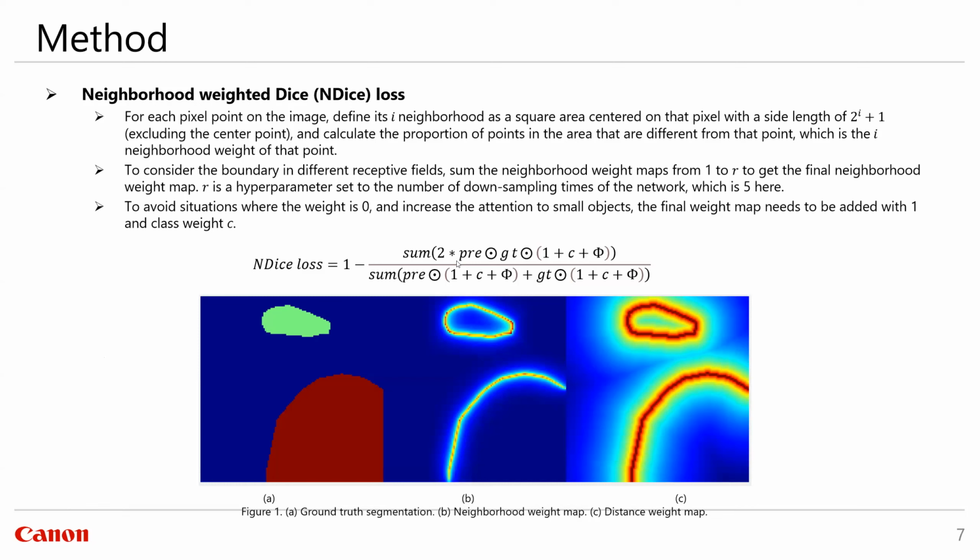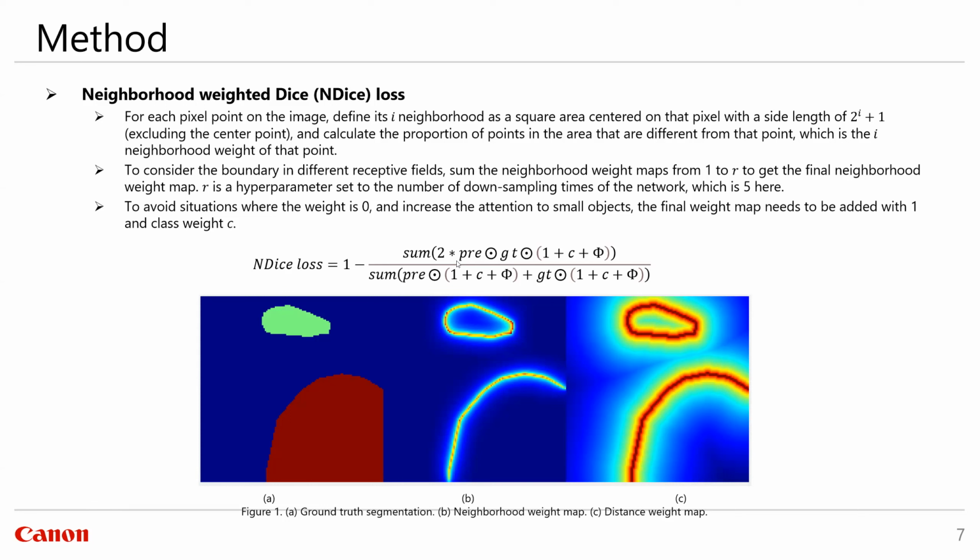The calculation is as follows: for each pixel point on the image, we define its i-neighborhood as a square area centered on the pixel with a fixed side length, and calculate the proportion of points in the area that are different from that point, which is the i-neighborhood weight for the point. To consider the boundary in different receptive fields, sum the neighborhood weight maps from 1 to gamma to get the final neighborhood weight map.